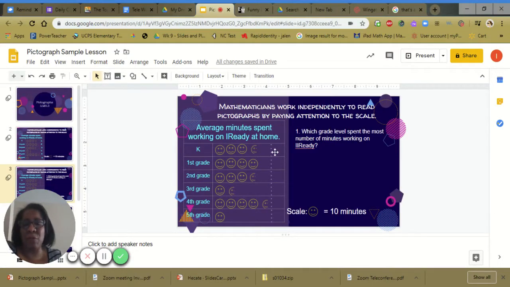If you do not label your information, you would have to go through again. And some of you may say, when I look down here, fourth grade has the most number of smiley faces. 1, 2, 3, 4. Nope, nope, nope. That is incorrect. Again, remember, focus on the scale. The scale says each smiley face represents 10 minutes. So going through here, we're going to count by tens. 10, 20, 30, 40, 45 minutes.